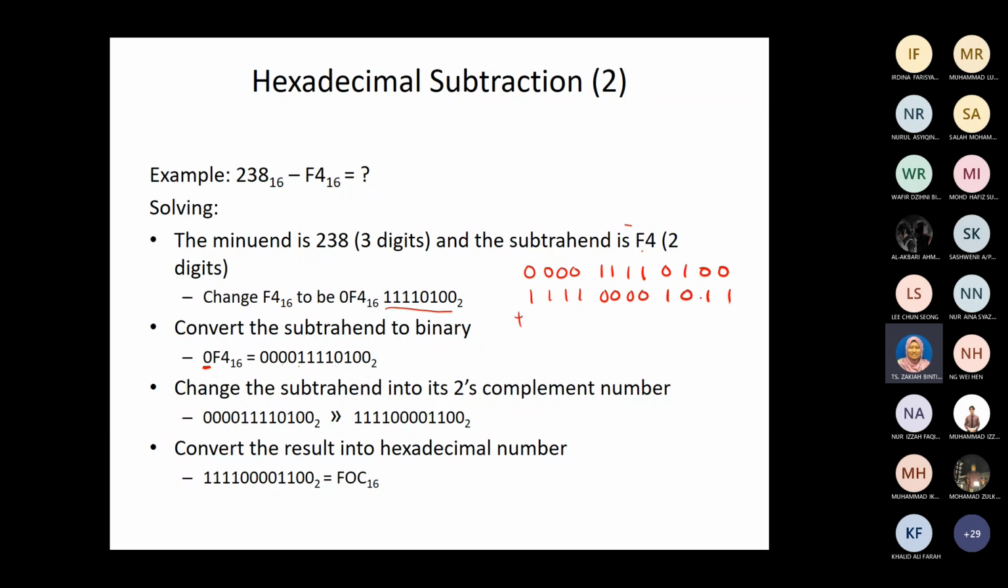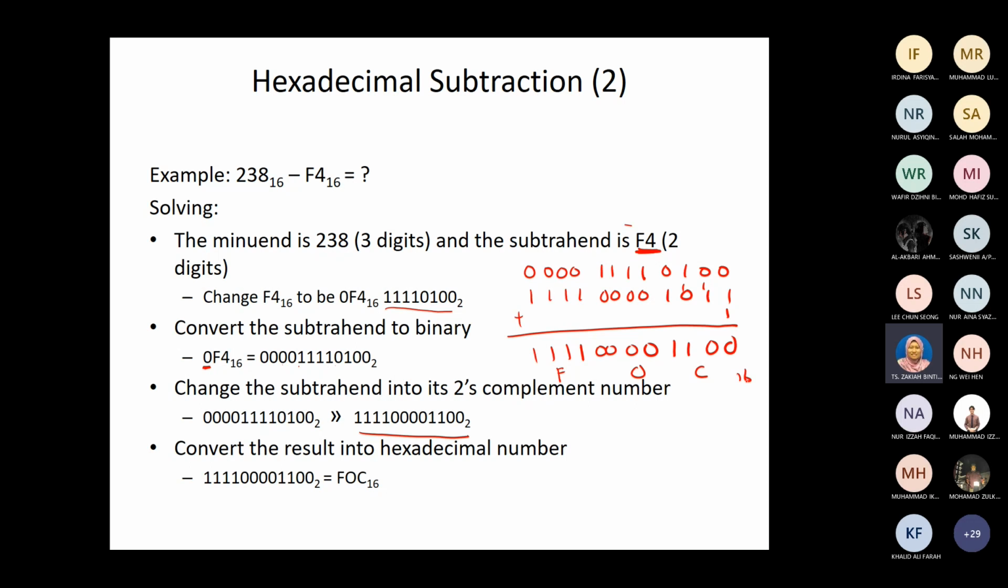Like this, plus 1. So you will get 0, 0, 1, 1, 0, 0, 0, 0, 1, 1, 1, 1. Okay, so this is your 2's complement for F4. So convert the result into hexadecimal. To convert into hexadecimal, it will become F0C. Okay, F0C base 16.